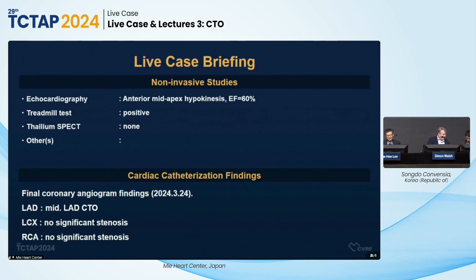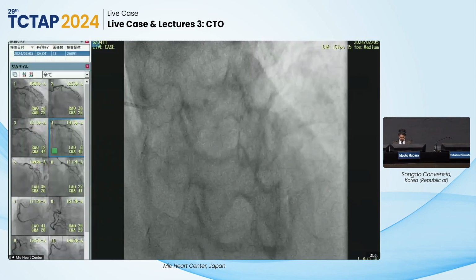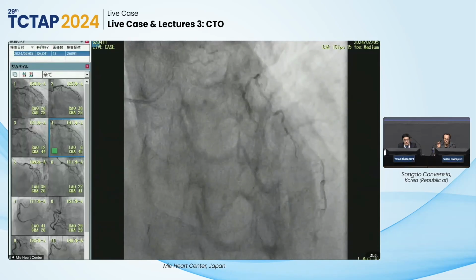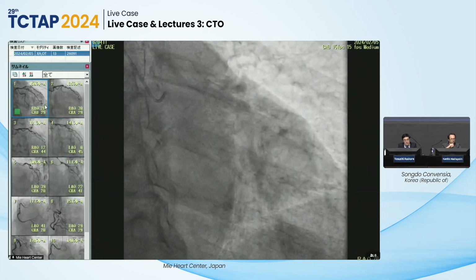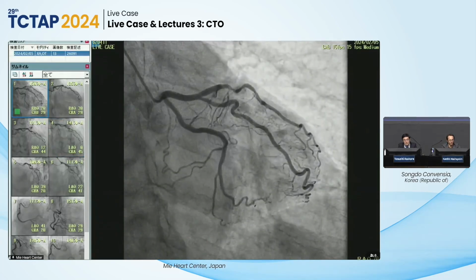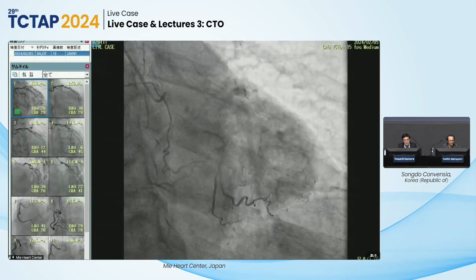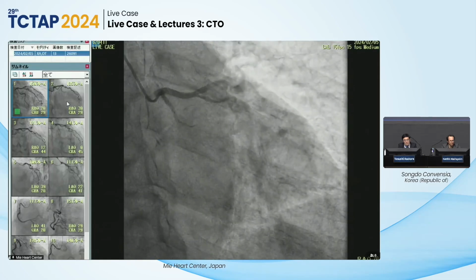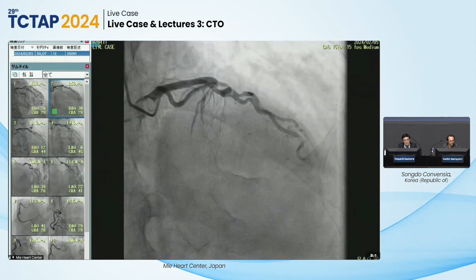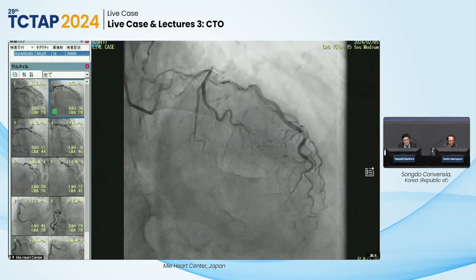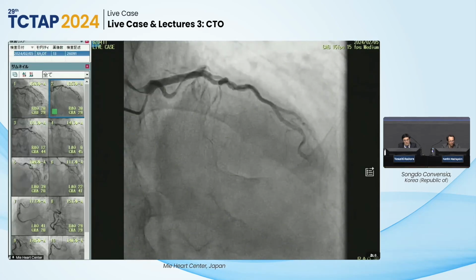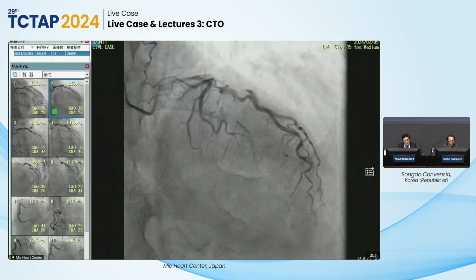So we're going to share the angiogram. You can see the next picture. This is a right anterior oblique view. The entry point almost overlaps at the diagonal. Next picture. In this view, the entry point is also overlapped at the first diagonal, but you can see the occlusion starts from the middle of the LAD.